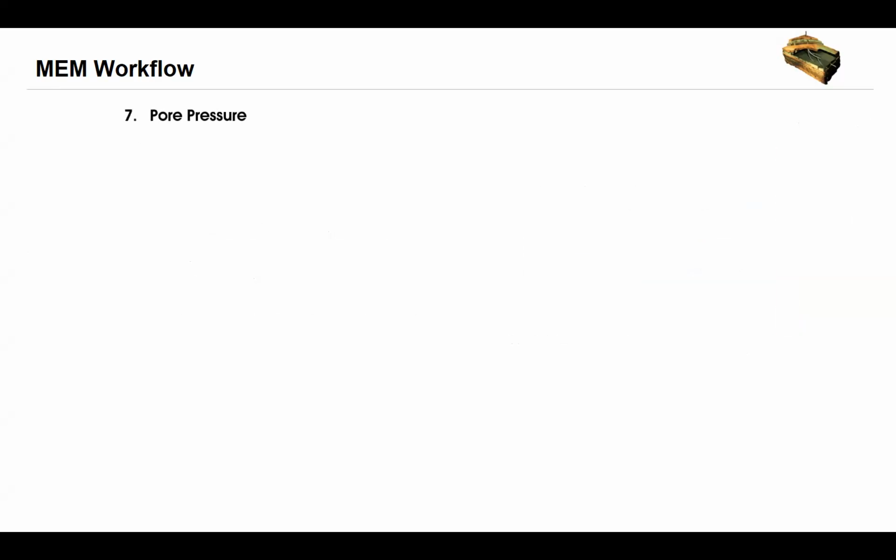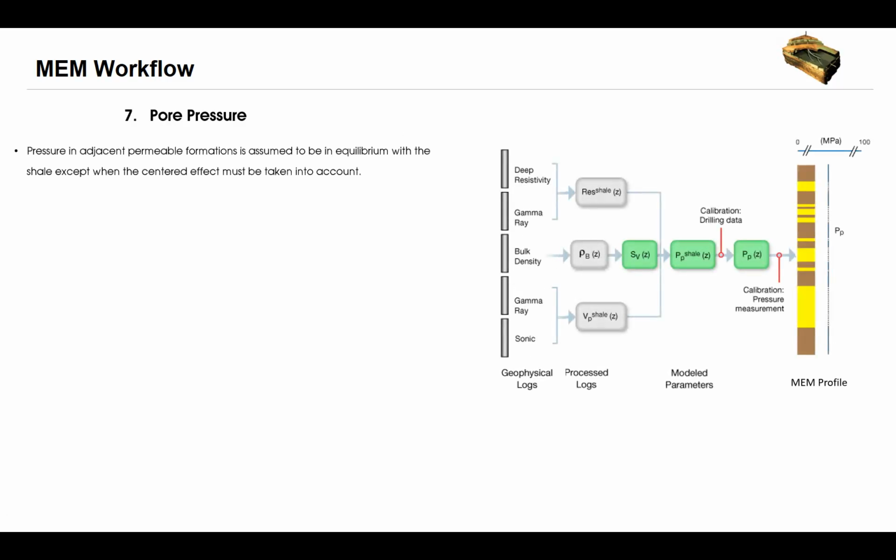Now, pore pressure, which is a very crucial input in the mechanical earth model workflow. The pore pressure profile is modeled through the shale section using Eaton or similar methods. Both methods can take compressional wave VP, deep resistivity, gamma ray, and sonic as input data. The pressure in adjacent permeable formation is assumed to be in equilibrium with shale, except when the centroid effect must be taken into account. The pressure in shales is represented by the dotted line.